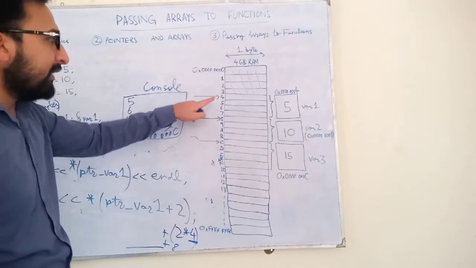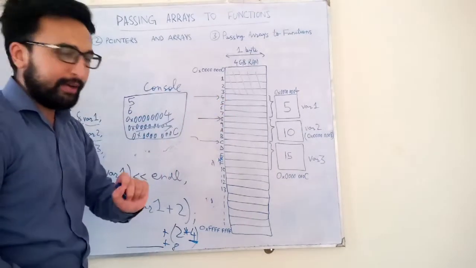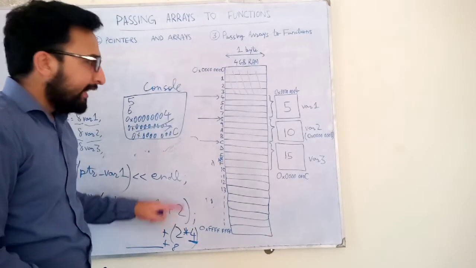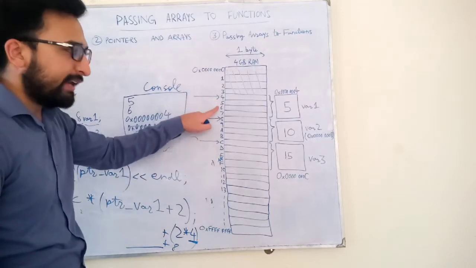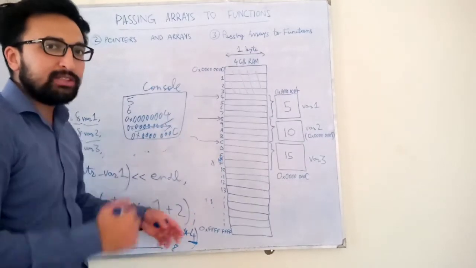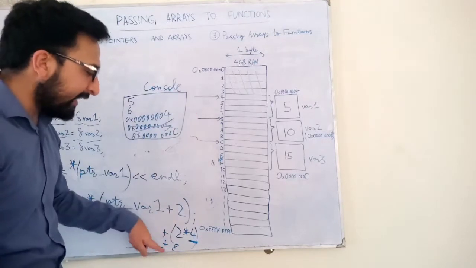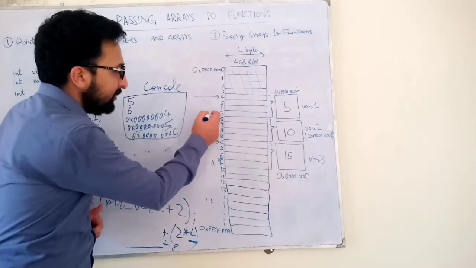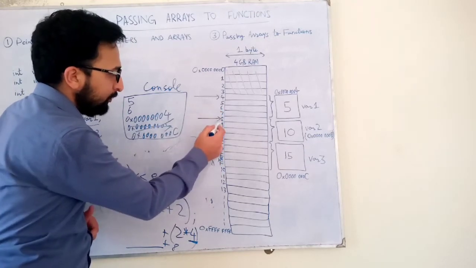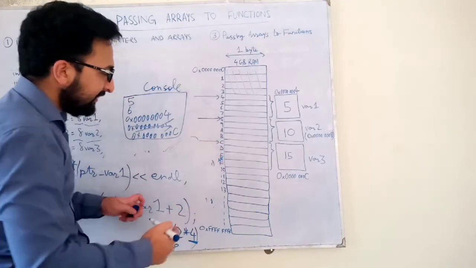So ptr_vr1 used to hold this particular value, 00000004. So when we do ptr_vr1 plus 2, it does not go 2 addresses ahead. No, it does not do that. It goes 8 addresses ahead because the pointer variable was pointing to an integer variable. So it goes 8 addresses ahead. So 1, 2, 3, 4, 5, 6, 7, 8. So it goes to the ninth address.